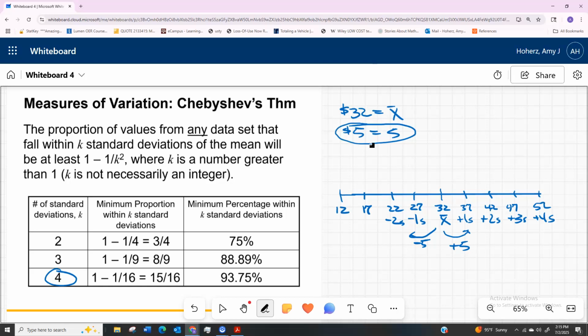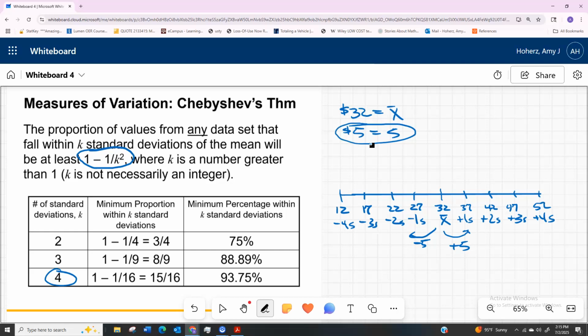Okay? So what did Chebyshev determine? Well, he determined that if you have a set of data, it doesn't matter how it's distributed, it could be symmetric, it could be skewed, it could be any type of data, and you can use this formula to find the minimum percentage of data that has to fall between 2 of the matching standard deviations.